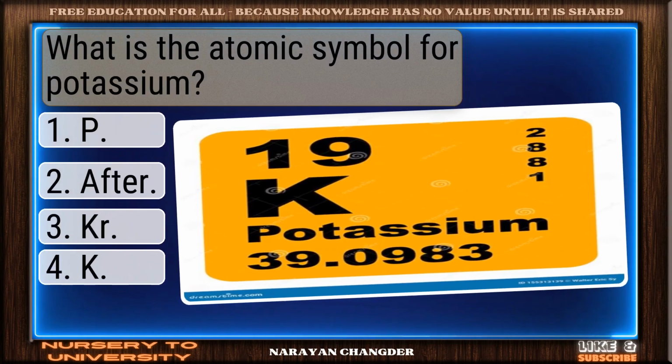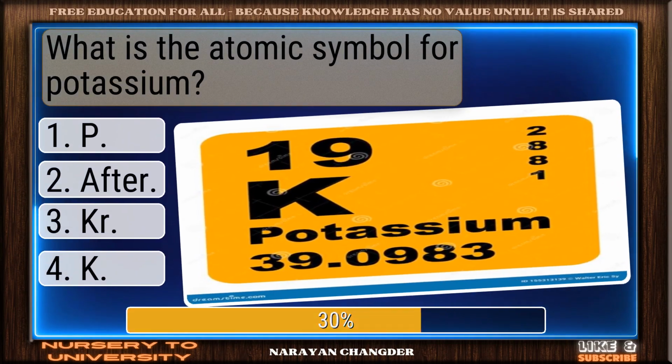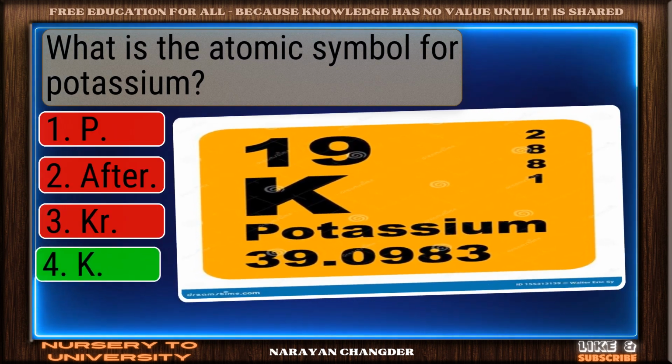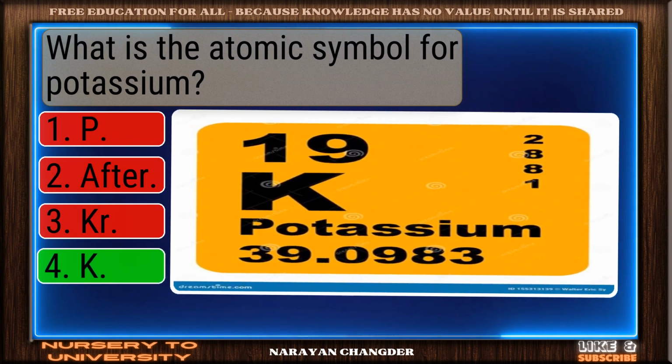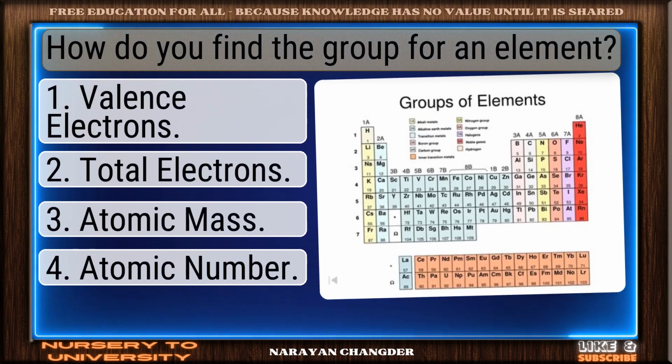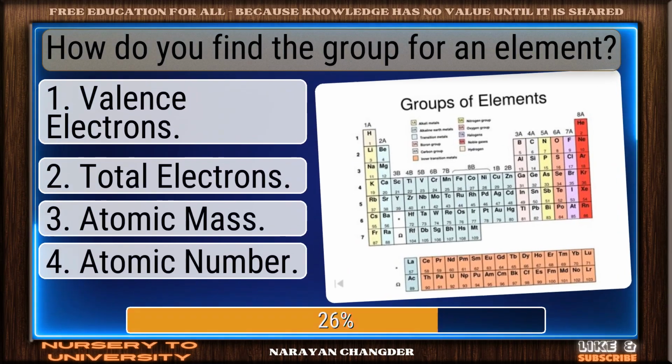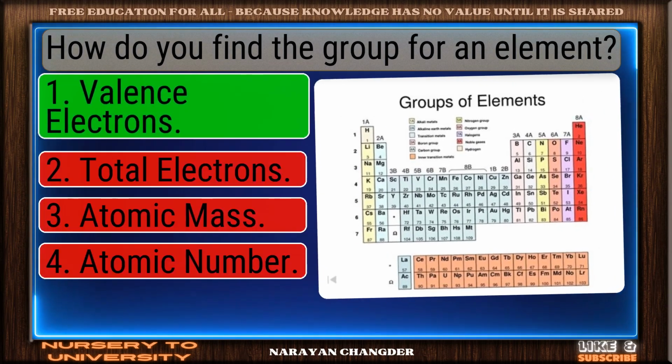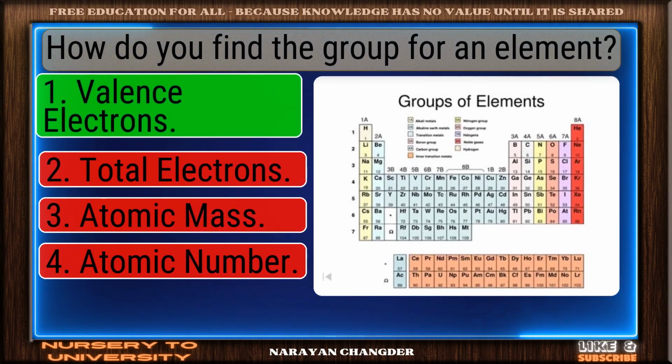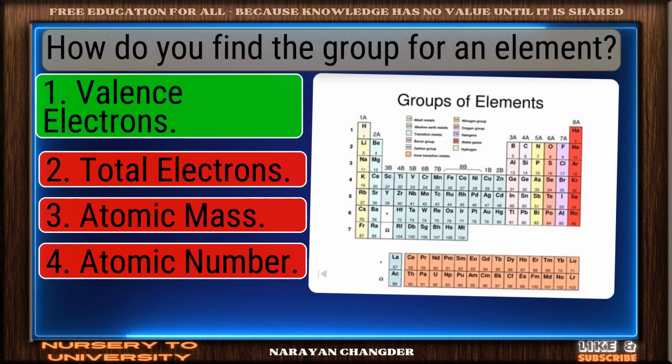What is the atomic symbol for potassium? Exactly. K makes sense. How do you find the group for an element? Strong choice. Valence electrons is the right answer.